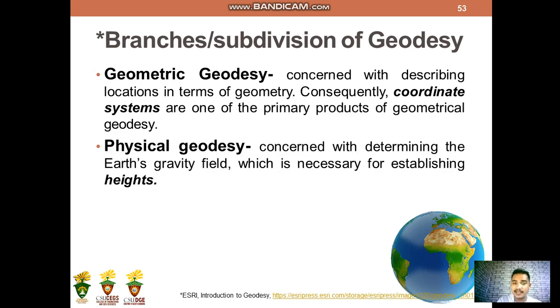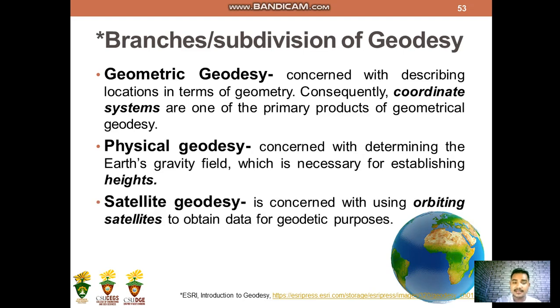Next sub-branch is physical geodesy. So this is the next subject that you are going to take up in geodesy. It is concerned with determining the Earth's gravity field, which is necessary for establishing heights. So the main output for physical geodesy is that you are going to study the different gravity fields and different heights so you can establish the z coordinate of the three-dimensional position, which is the height.